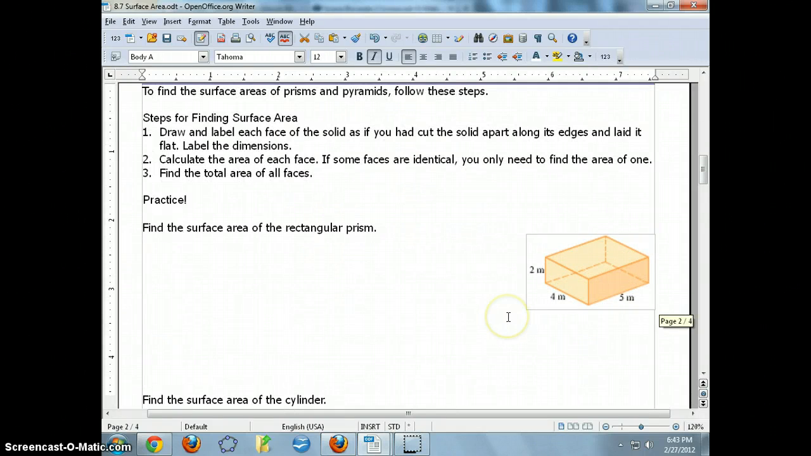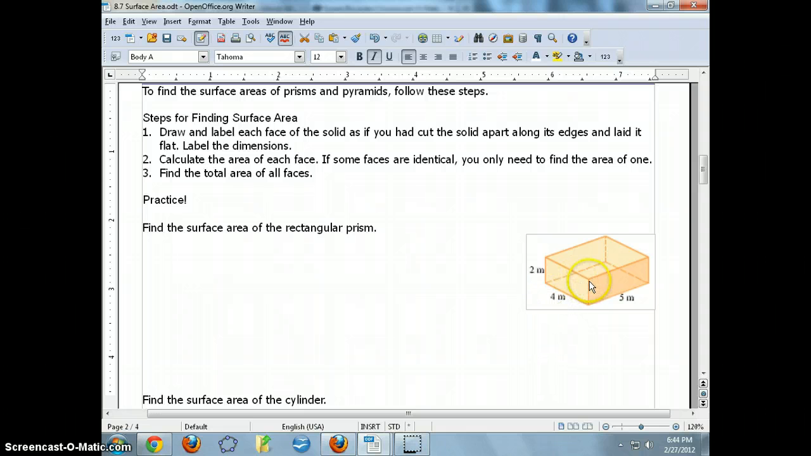To find the surface area of a prism, there's actually some very easy steps. This first example is a rectangular prism. Notice it does have the base dimension, the height dimension. There's also this third dimension here. The idea with this is we're going to find the area of each face and add them all together. So the area of this front face is 2 times 4. Notice that it's on the front side. There's also a back side.